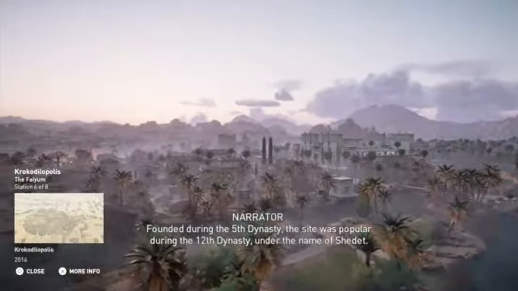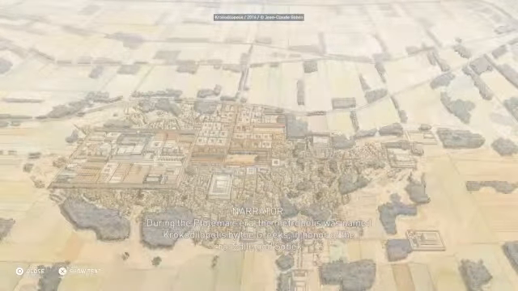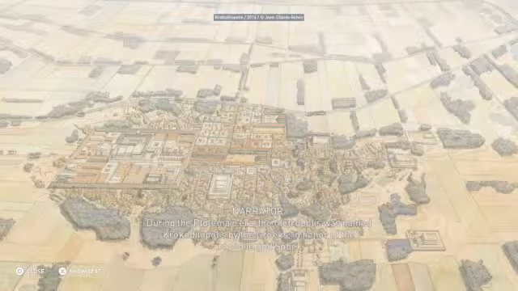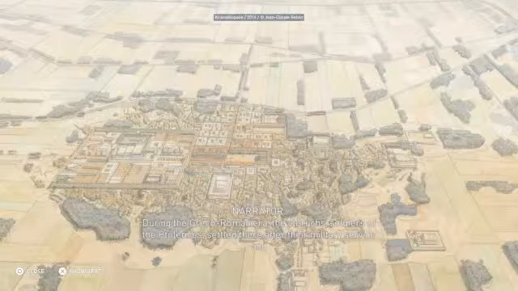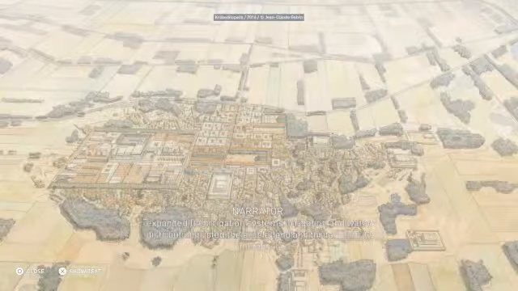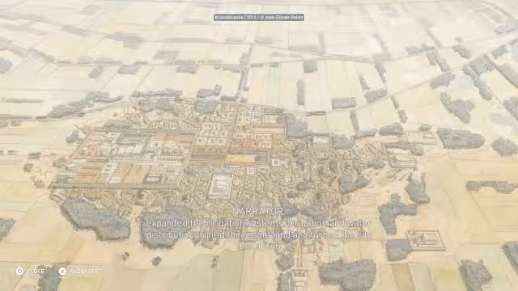Founded during the 5th dynasty, the site was popular during the 12th dynasty under the name of Shedet. During the Ptolemaic era, the metropolis was named Crocodilopolis by the Greeks, in honor of the crocodile god Sobek. During the Greco-Roman era, the Cleruchs, soldiers of the Ptolemies, settled there after their military service and expanded the irrigation systems. Irrigation and water distribution tripled the arable land and turned the city into a lush and rich area.